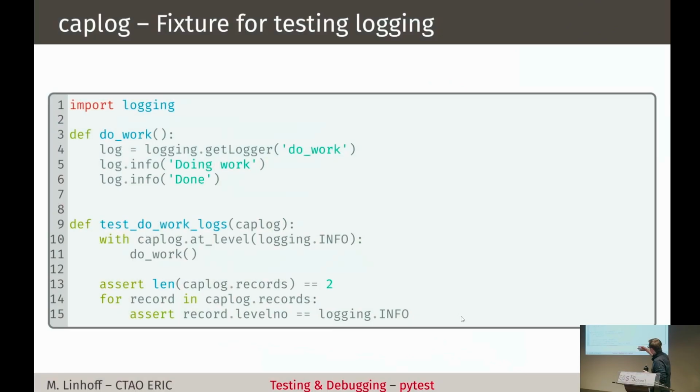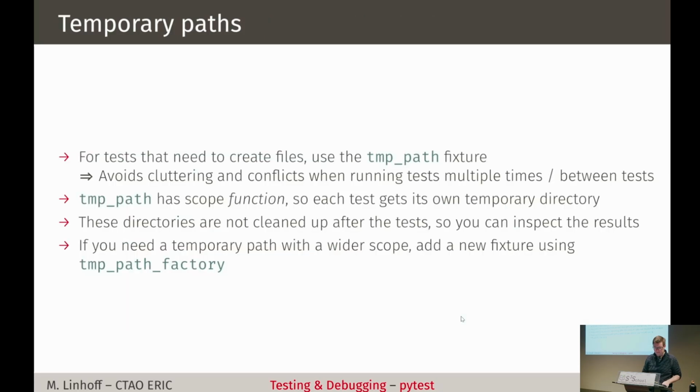So we have this very important work function, and it gets its own logger. It prints info messages, and we can now use this caplog feature and say we are only interested in info and above messages. We call it, and then we want to see that we actually created 2 logging messages, and for each of these messages we make sure that the level is indeed info, and we could also check the messages themselves and that it's really what we expect here.